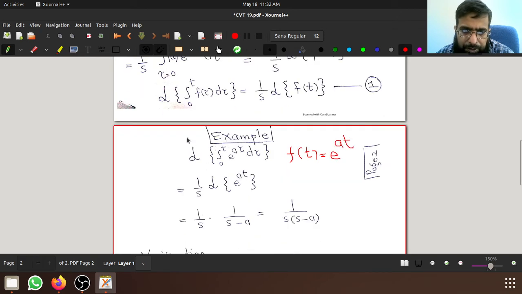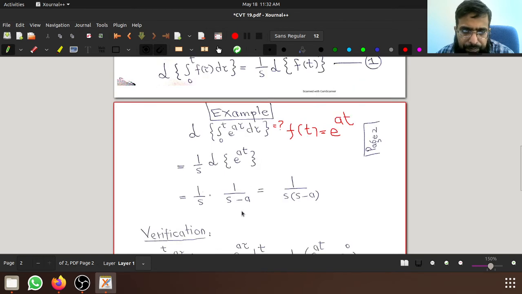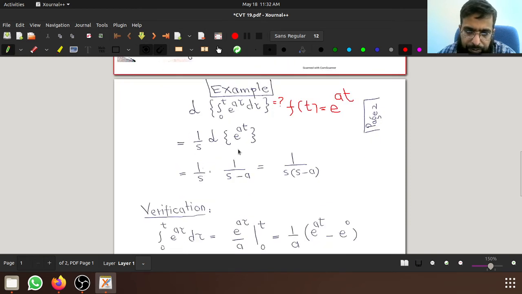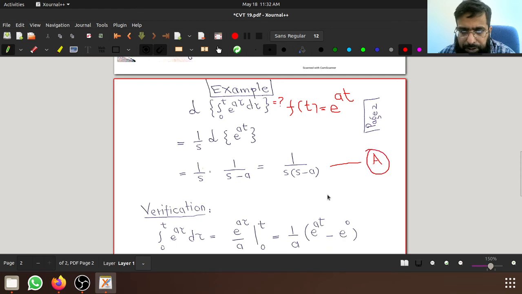that we are asked to find out this Laplace transform of the integral of this e to the at. And we know that by definition we have to compute the Laplace transform of e to the at, and we have to multiply it with 1 over s. So we have multiplied 1 over s, and now we are going to compute the Laplace transform of e to the at, which we know is 1 over s minus a, and which we can represent as 1 over s times s minus a, and let's call this result a.